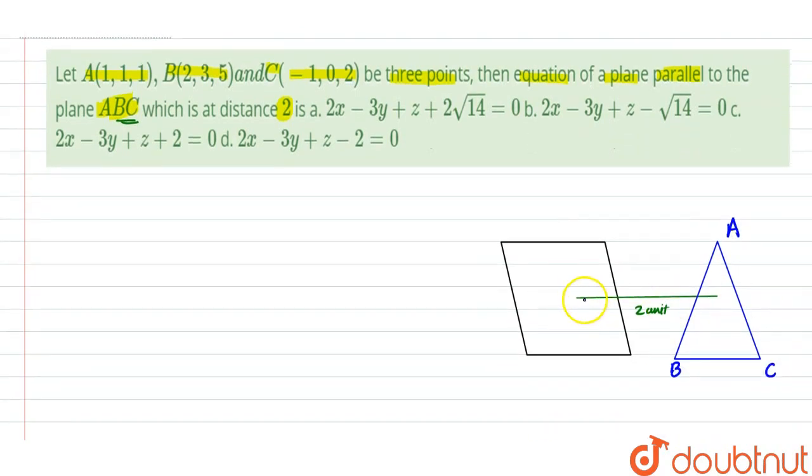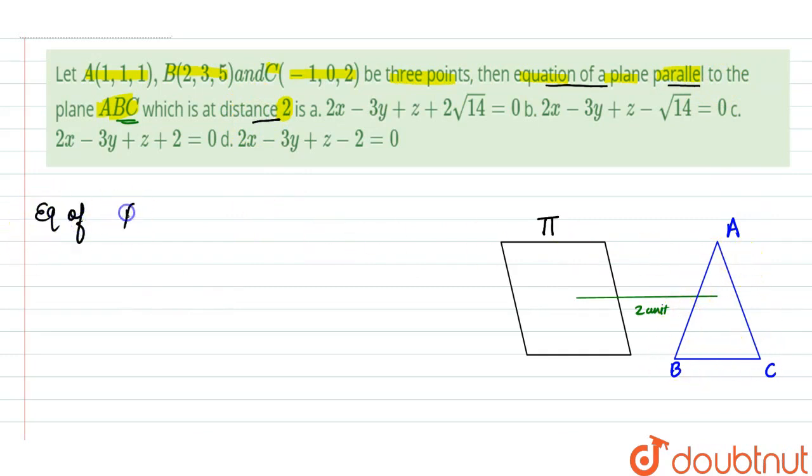So this is, let's say, the triangle ABC. Now the distance of this plane that we need to find out is 2 units from the plane that is our triangle. We denote this plane with the letter pi. So we have to find the equation of this pi plane, and we have given that this plane is parallel to the plane ABC and it is at a distance of 2 units. So we can find out the equation of this plane.